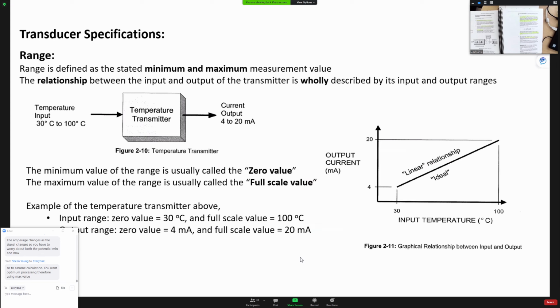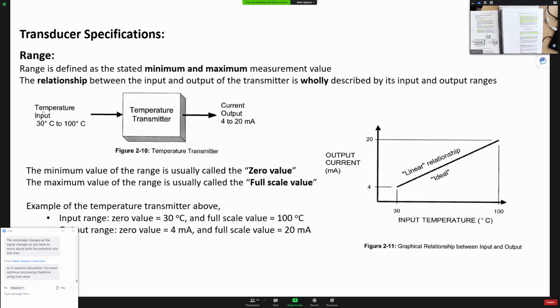Okay, now we're going to start showing you how to do some calculations. Before that, we have to understand some basic things. One of the things is the range. Range is defined as the stated minimum and maximum measurement value. The relation between the input and output for the transmitter is wholly described by the input and output range.